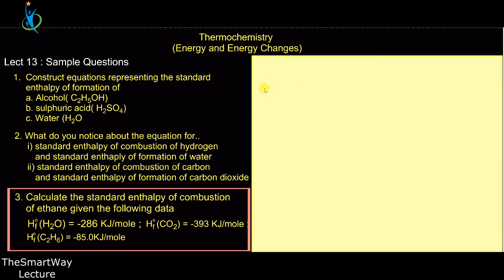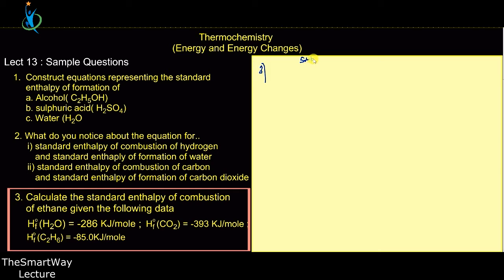So in this one, it says question 3. It says: calculate the standard enthalpy of combustion of ethane given the following data. So I have the standard enthalpy of formation of water to be this value, and the standard enthalpy of formation of carbon dioxide to be that, and the standard enthalpy of formation of ethane to be this. And so let's write what the problem is. Solution.